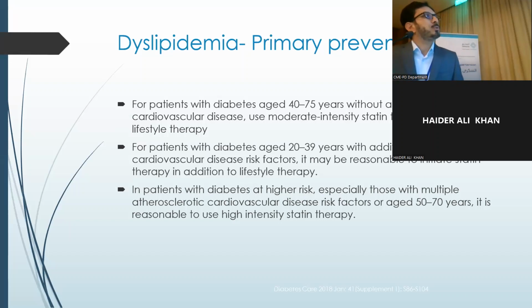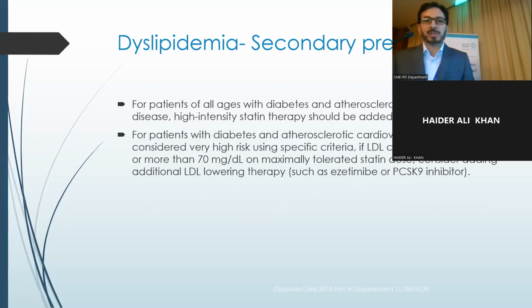And in those patients who are high risk, especially those with multiple risk factors, aged more than 50, it is reasonable to start a high intensity statin therapy in these patients. Of course, for secondary prevention for patients of all ages with diabetes and established cardiovascular disease, high intensity statin therapy should be added to lifestyle therapy.